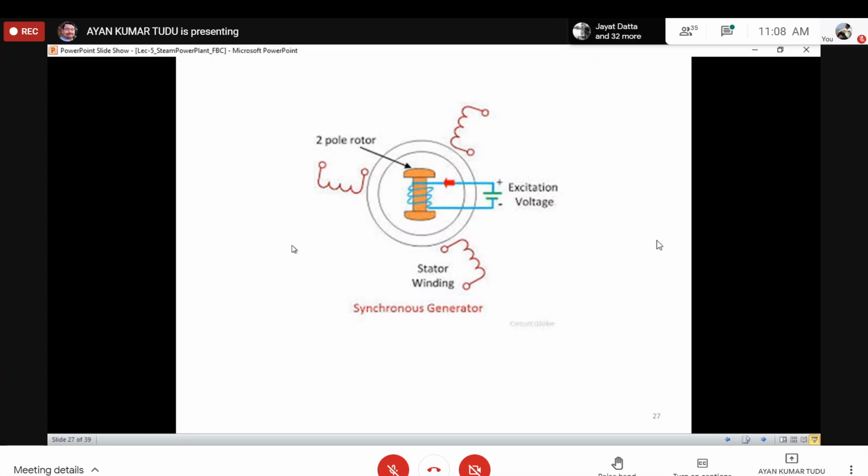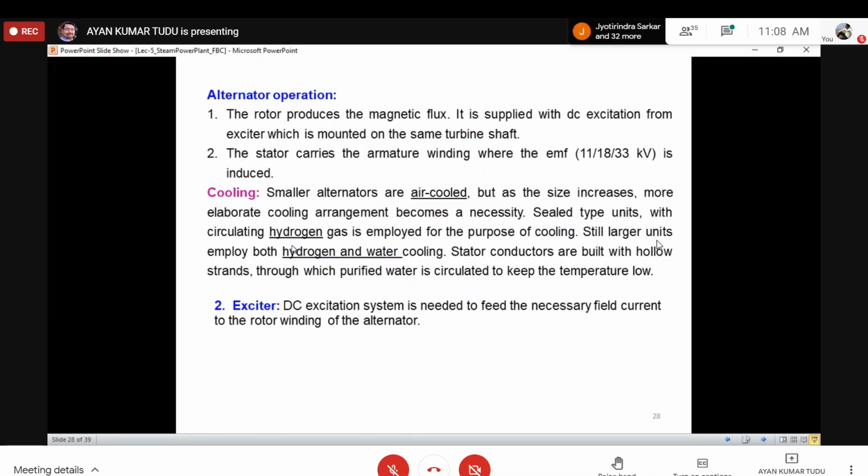Now let us talk about the alternator also. So the alternator operation, what is happening? The rotor produces the magnetic flux. It is supplied by the DC excitation, which I was talking about, from the exciter, which is mounted on the same turbine shaft, and the stator carries the armature winding where the EMF is induced. And please remember that depending upon the design of the alternator, the generated voltage that is being produced at the armature or the stator of the synchronous generator is sinusoidal.